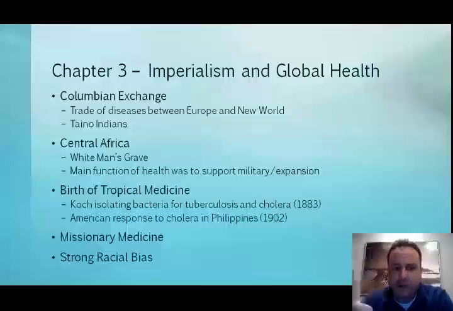So health was really important to go with them as they kind of support the military, support the expansion into these new countries. But again, medicine at this time, 1850s, 1880s, germ theory isn't solid yet. So medicine as we know it really doesn't exist. They're just starting to get into the modern scientific method in medicine.